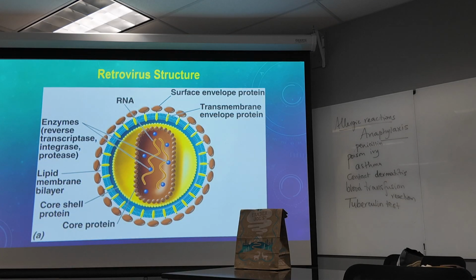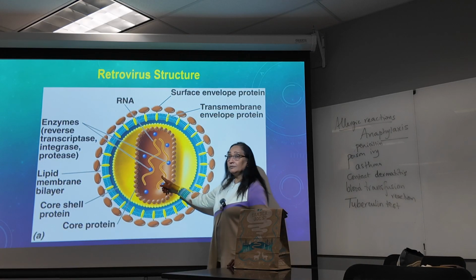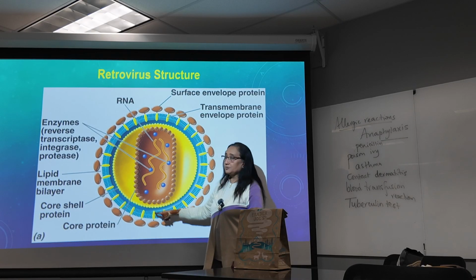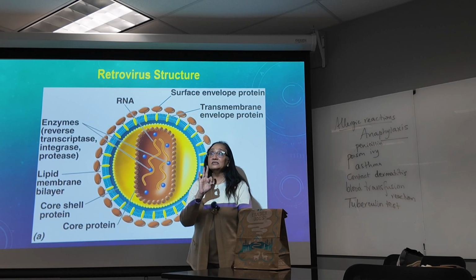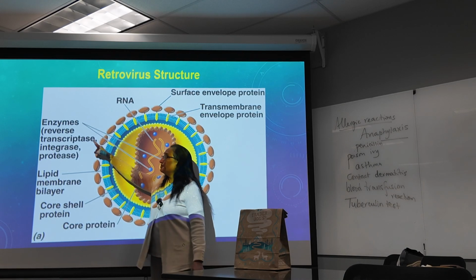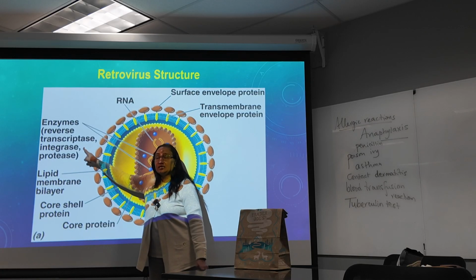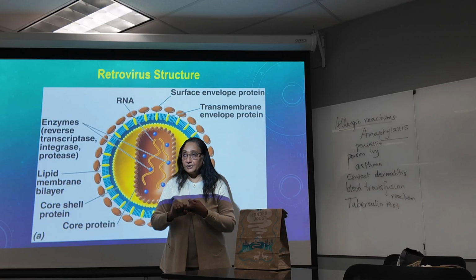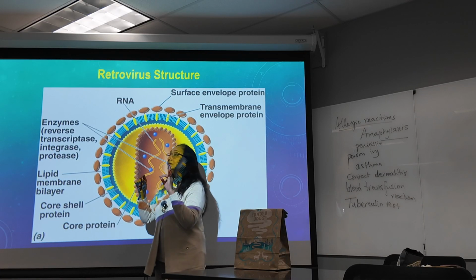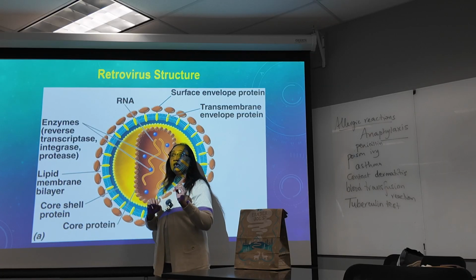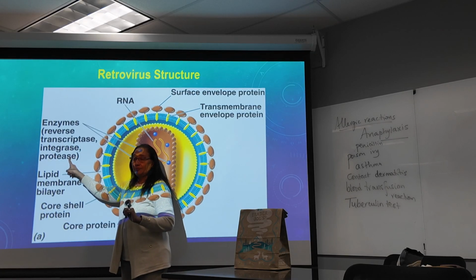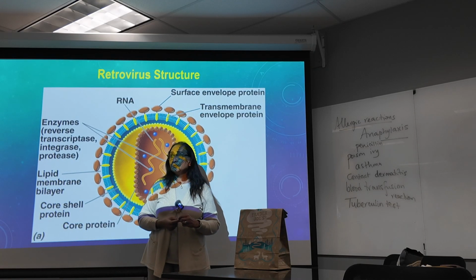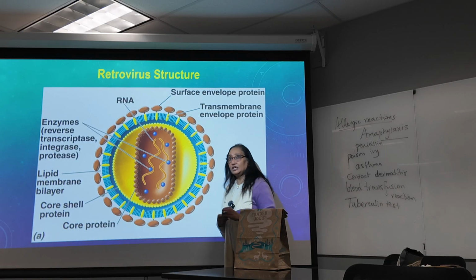So this is how the virus looks. It has 2 copies of the RNA, then the capsid protein, and it comes with 3 key enzymes: reverse transcriptase, protease, and integrase. We'll see what these do. The medicines that we have for HIV target these enzymes. We have anti-protease, anti-integrase, and anti-reverse transcriptase medications which are used for HIV.